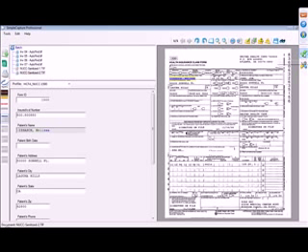So this can be done, again, either in a semi-automated or a fully automated fashion.